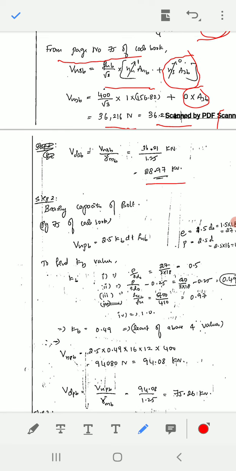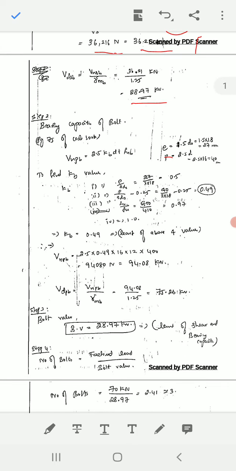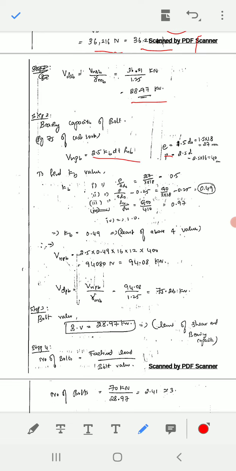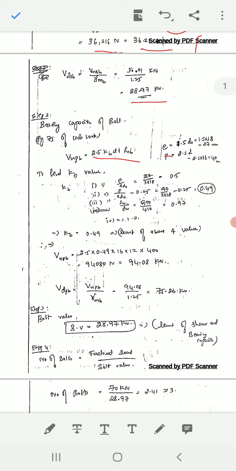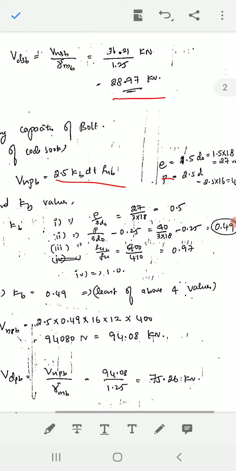Now we are over with shear capacity. Now we have to find out bearing capacity. As I told earlier, on page 75 of the code book, Vnpb is equal to 2.5 kb d t fub, where you have to find out kb values. For that, we have e by 3d naught and p by 3d naught, fub by fu, and 1. So where e and p values you have to find out, that is here.